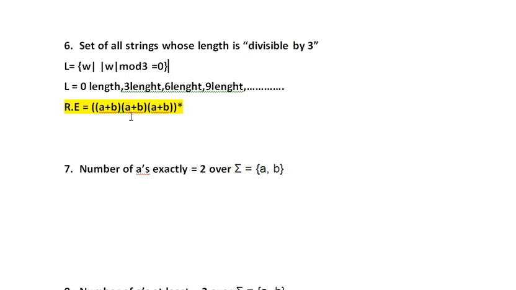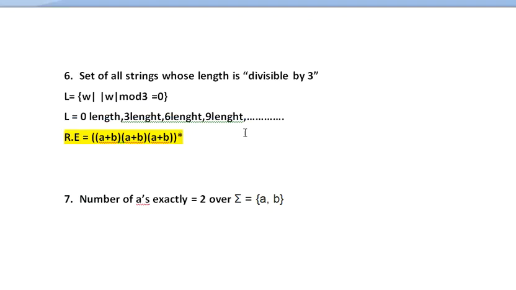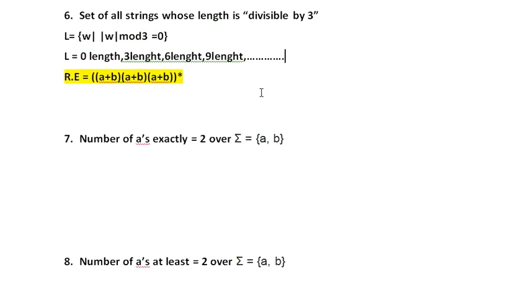Okay, so this is all about the 3 things that you have learned: length is even, length is odd, and length is divisible by 3. So if I ask you whose length is divisible by 2, that means what? Length will be 2, 4, 6, 8, right? So that is nothing but the even condition, correct? So you can go with that. So in this way you can work it out.